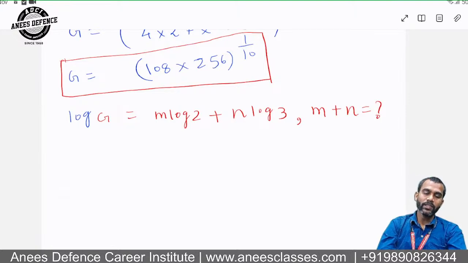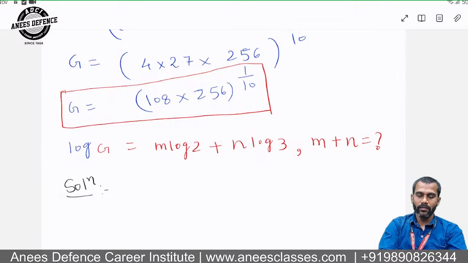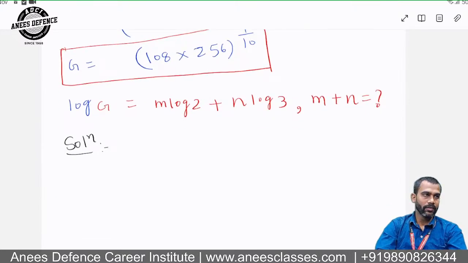See, 108 can be written as, tell me, what is G? What is G? Let me solve it. Or would you try now? Just try for 1 minute and we'll tell you later. After 1 minute, I'll tell you how we can solve it.